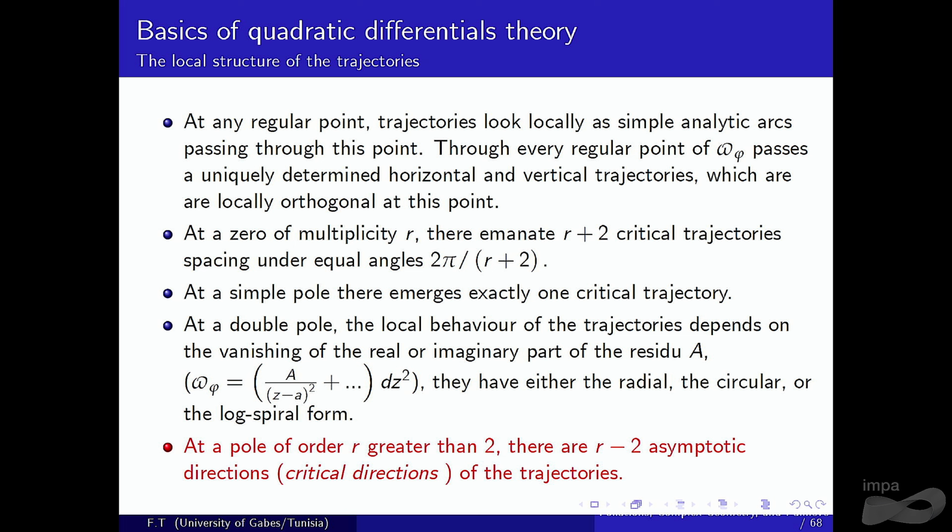Now, at a pole of order r greater than 2, there exist r minus 2 directions. They are called critical directions. And there exists a neighborhood of this pole such that any trajectory entering this neighborhood should diverge to the pole following one of these r minus 2 critical directions.